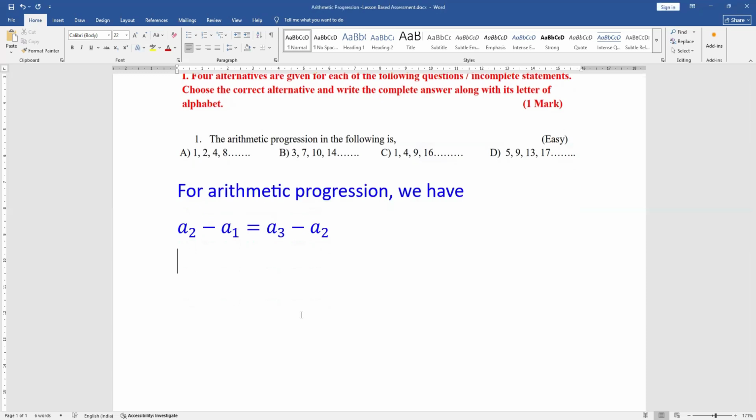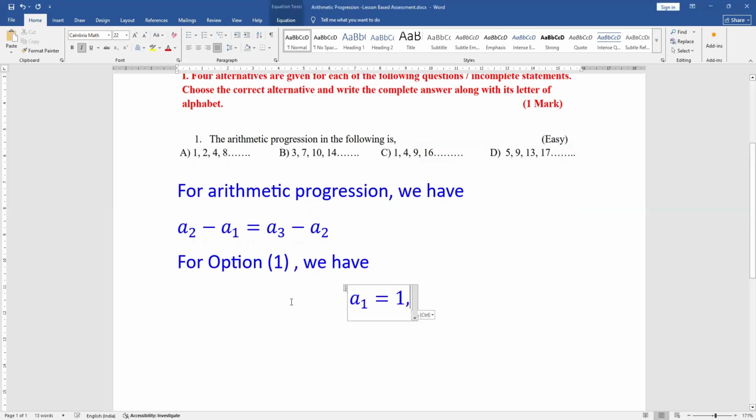So for option 1, we have A1 equals 1, and then A2 becomes 2, and A3 will be equal to 4. Okay.